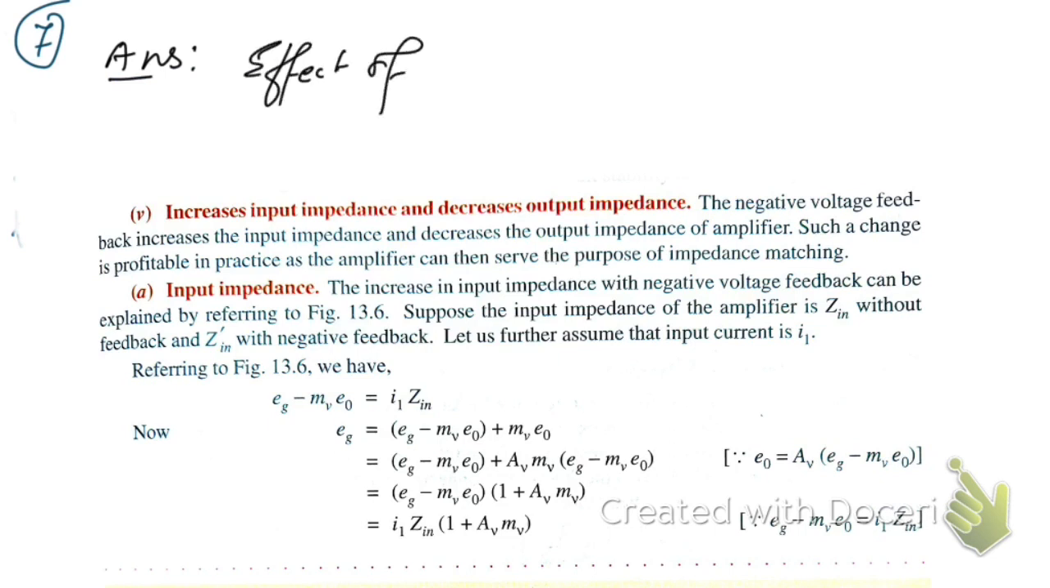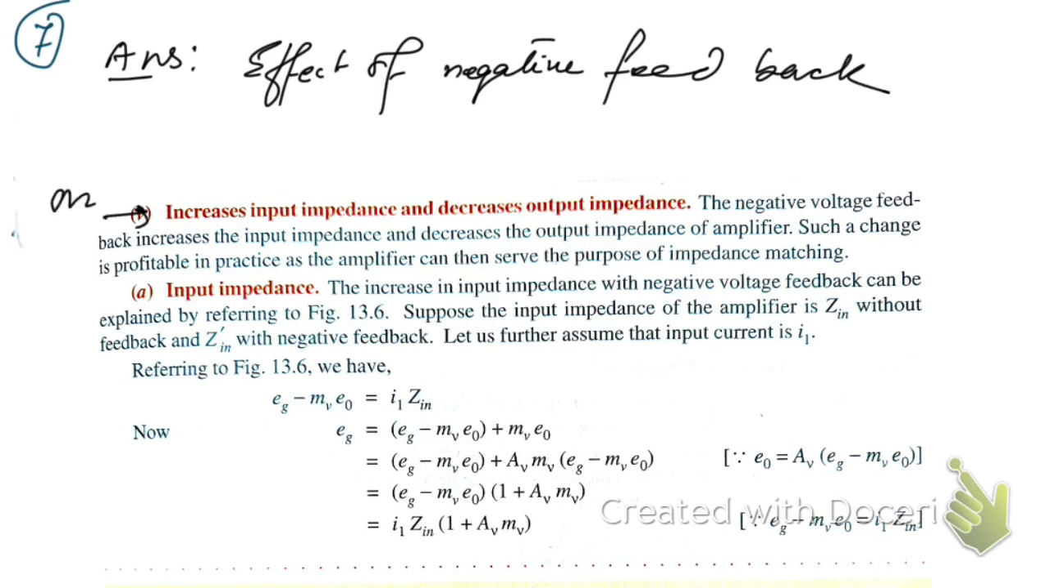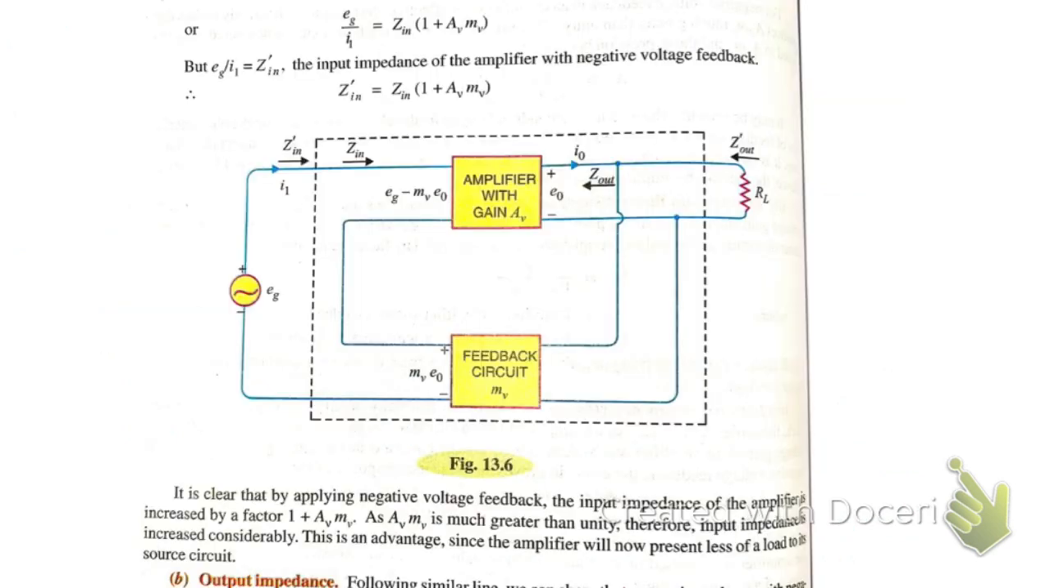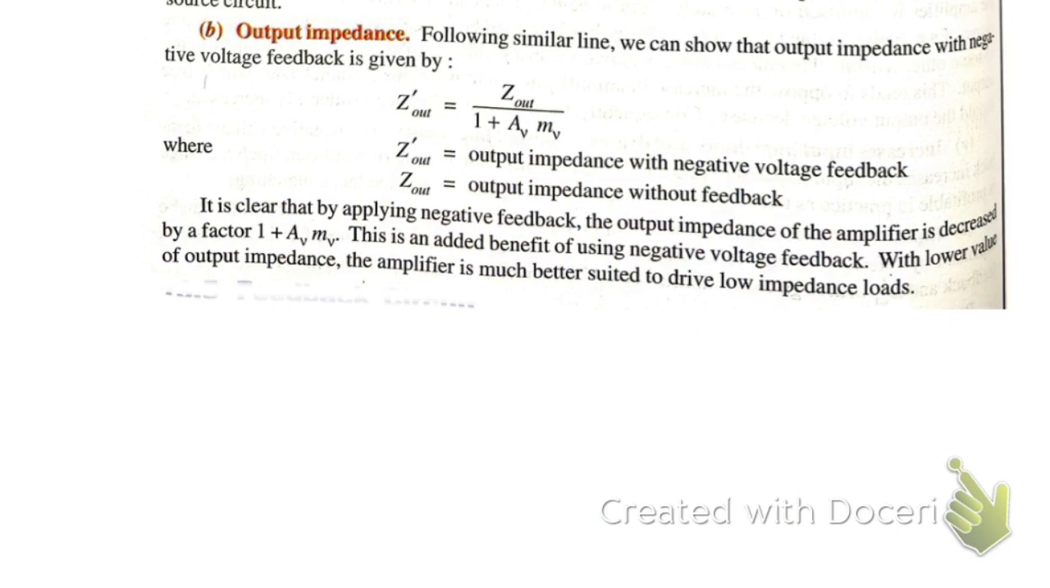Effect of negative feedback on input impedance. This is the first one, on input impedance. Okay, take the screenshot. So continue, take the screenshot, and on output impedance, this is the number 2. Okay, so now let's move on to the next question.